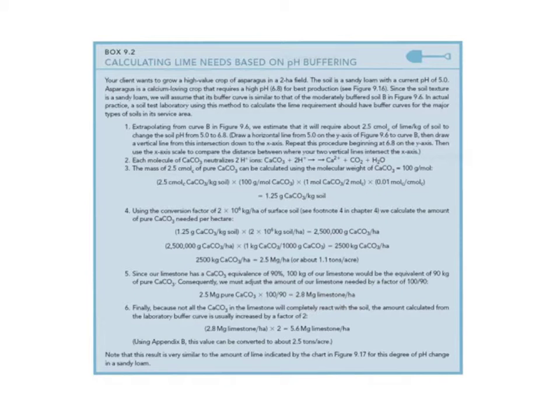This is a really interesting number 6. Finally, because not all the calcium carbonate in the limestone will completely react with the soil, the amount calculated from the laboratory buffer curve is usually increased by a factor of 2. So we multiply this times 2 because we know not 100% of that material is actually going to completely react with the soil. So we basically double the amount of lime that we apply to that situation to hopefully get the change that we need to have happen.